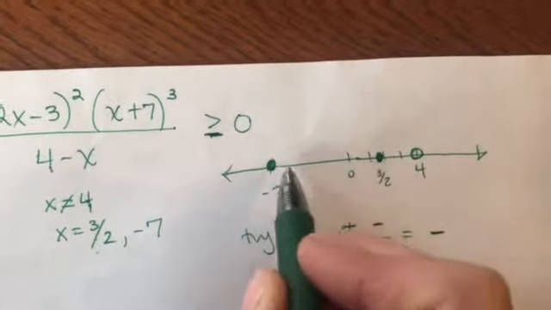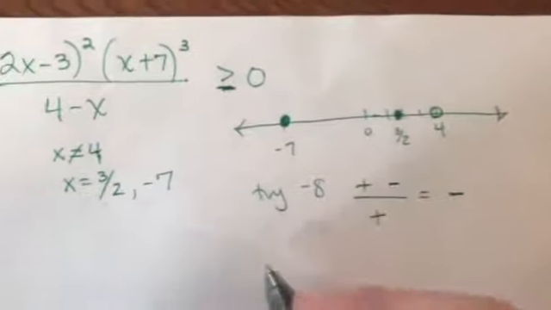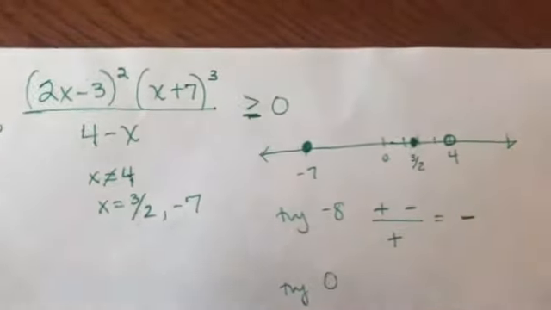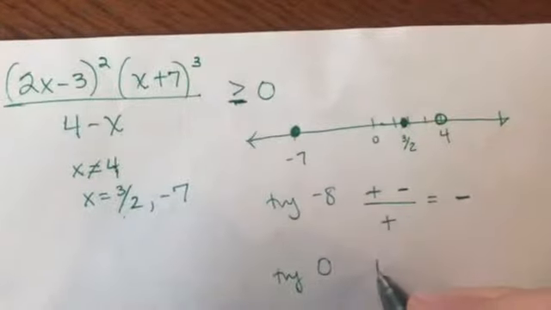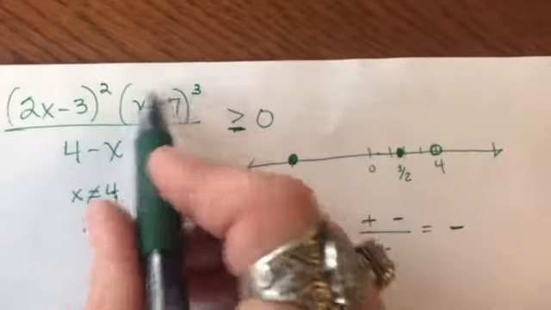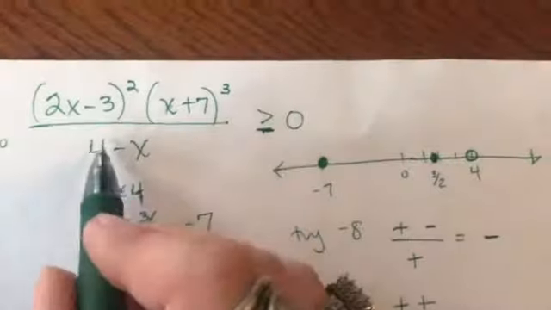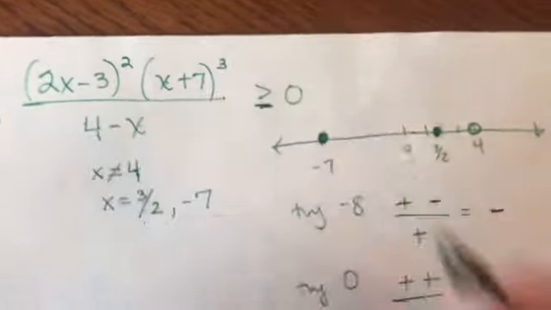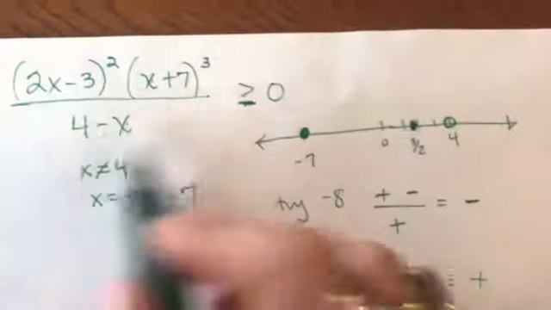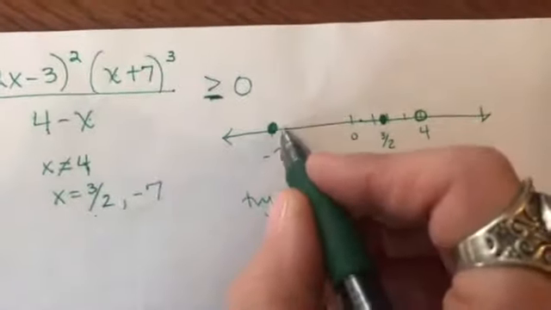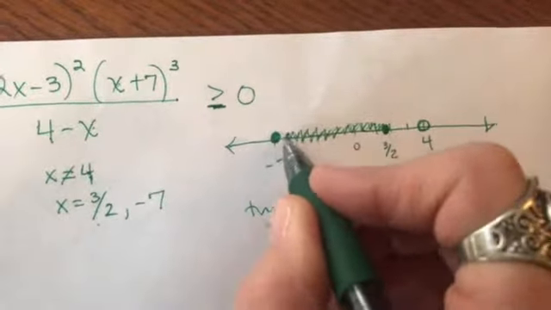Okay, let's try something in between these 2 key points. Pick anything you want, anything. Why not try 0? Because I just would think that would be the easiest thing to try. But pick what you want. Again, I don't care what this is, but when I square it, it will be positive. 0 plus 7, well, that's positive. I cube it, still positive. 4 minus 0, that's still positive. So notice 3 positives is definitely positive. Anything positive will be greater than 0. So this is going to work in here. All of this between those 2 key points will work.